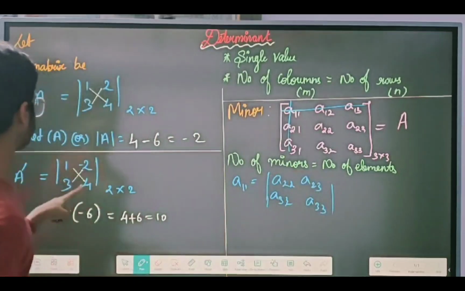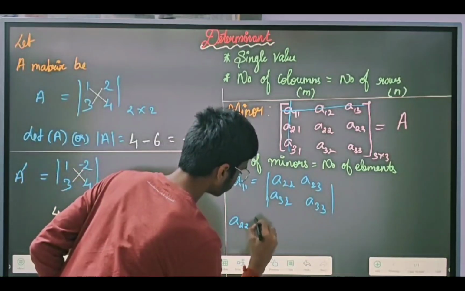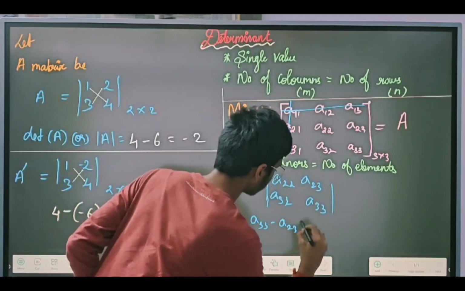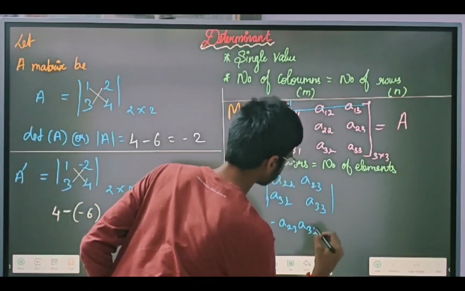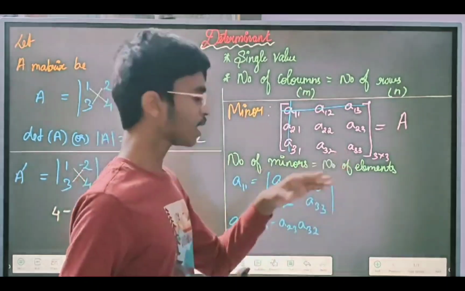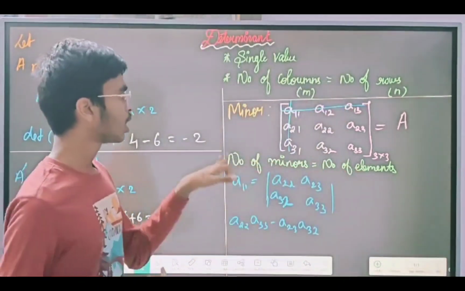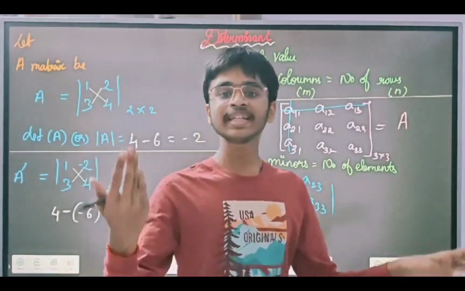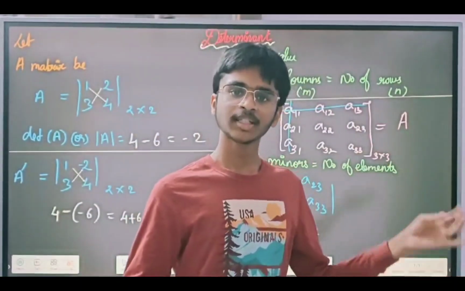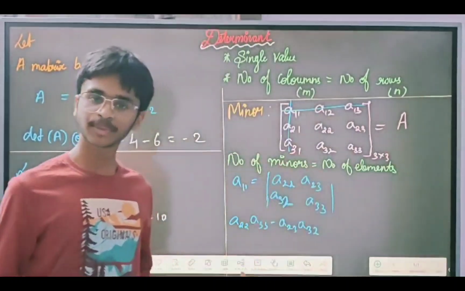I have already said how to do this determinant. If I do that, take A22 into A33 minus A23 into A32. This is how it will be. So this is how I have done for A11. You have to do the same for the remaining 8 elements: A12, A13, A21, A22, A23, A31, A32 and A33. For all these elements you have to do it like this only.